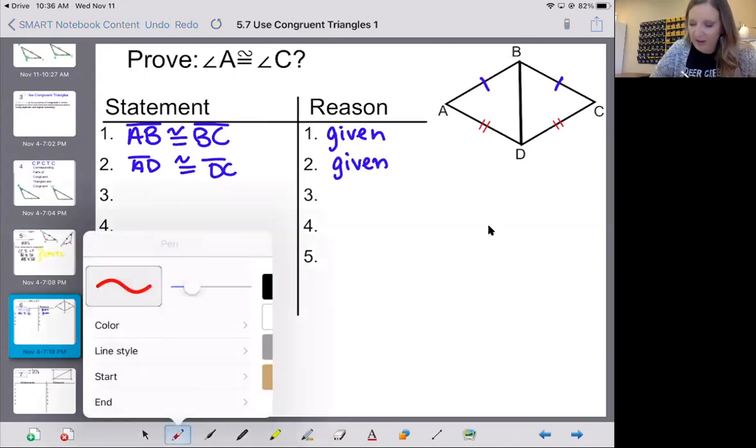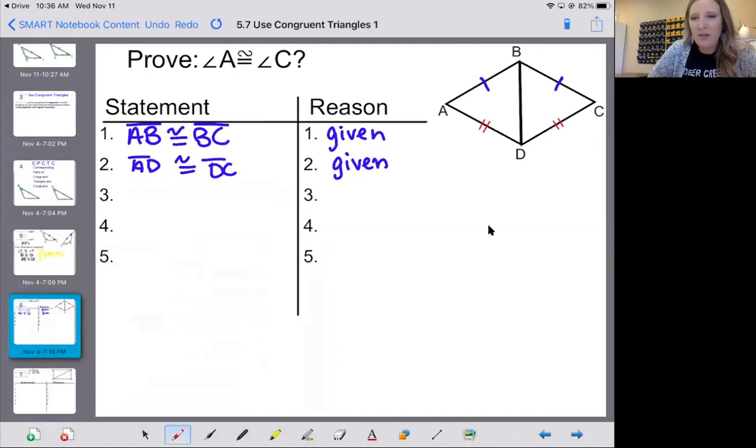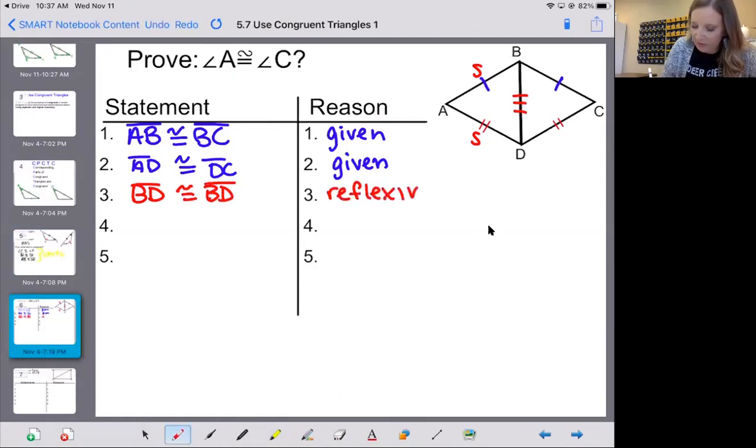Now, next I'm going to try to find another piece, because right now I just have side, side. And so I know I'm going to need at least one more piece of information before I can show the triangles are congruent. So hopefully you see it. It's the third side that they're sharing. So segment BD is congruent to segment BD. And remember, anytime something is congruent to itself, that's the reflexive property of congruence.